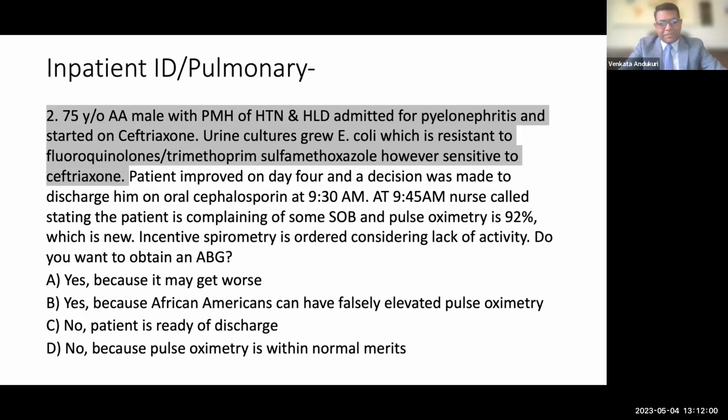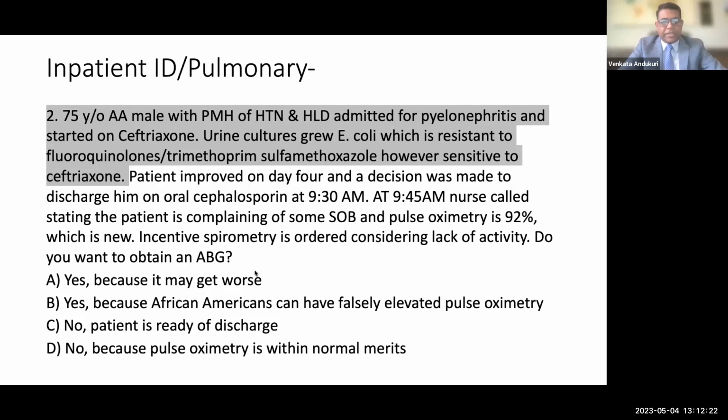And us being hospitalists, we were trying to discharge this patient early. And at 9:45 a.m., a nurse called stating that the patient is complaining of some shortness of breath, and pulse ox is 92%, which is new. Incentive spirometry was ordered, considering the lack of activity for the last few days. So now the question is, do you want to obtain an ABG?